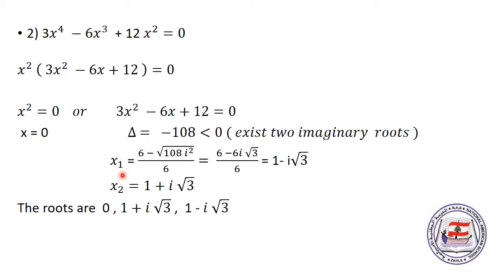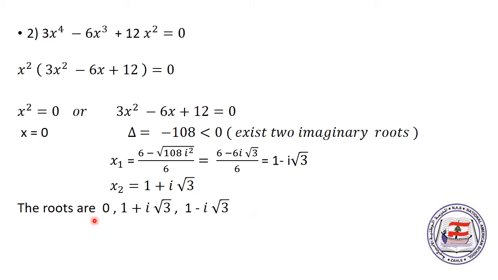First, let's calculate to find x1. x1 is equal to (6 minus the square root of minus 108) over 6. Reducing this fraction, we get (6 minus 6i radical 3) over 6, so 1 minus i radical 3. Once we get the first root from the two imaginary roots, the second one is the conjugate of the first one, so we can directly write x2 is equal to 1 plus i radical 3. Or even if you apply the formula for the second root, we will get 1 plus i radical 3.